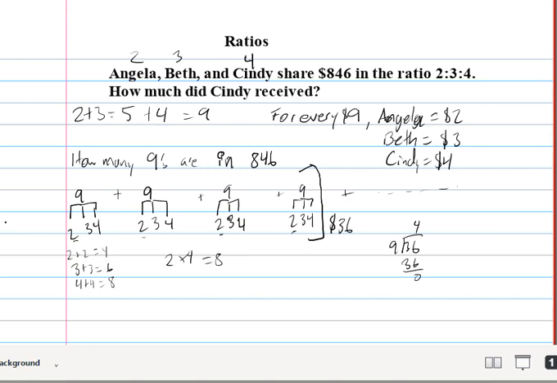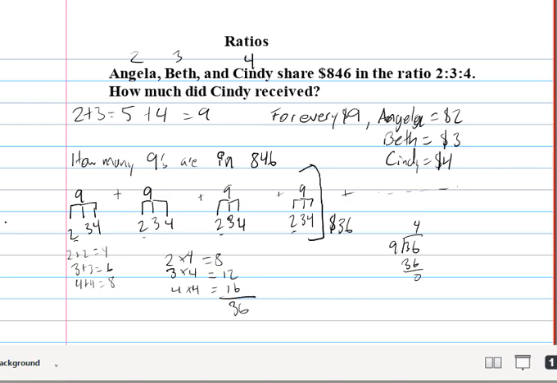All right. I want to figure out how much Beth got. That would have been 3 times 4, because there are 4 nines in $36. It's 12. And then same thing with Cindy. That'd be 4 times 4, which would be 16, right? And it all makes sense because if we add these up, I should get 36. 8 plus 12 is 20, and then 20 plus 16 is 36, right? If we add it up.